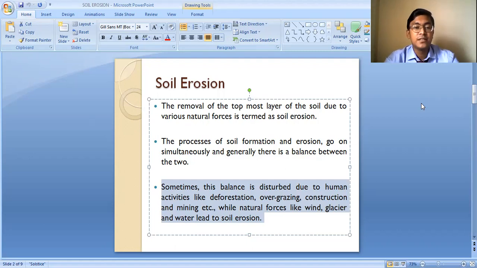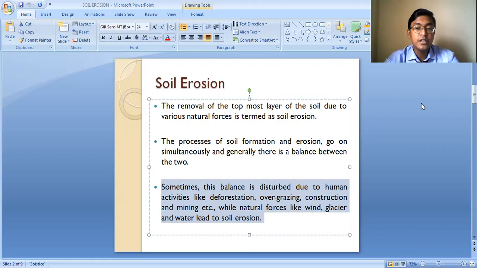So this balance between soil formation and soil erosion gets disturbed because of certain human activities and natural forces. The human activities include deforestation, overgrazing, construction and mining, etc. That means when we cut down trees, when overgrazing by animals takes place, when we carry out construction of roads, railways, bridges and houses, or when mining activities take place, the rate of soil erosion becomes much faster. Then the balance between soil erosion and soil formation gets disturbed.